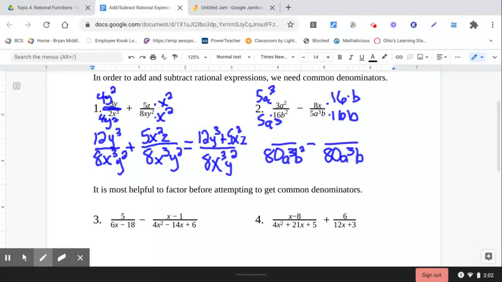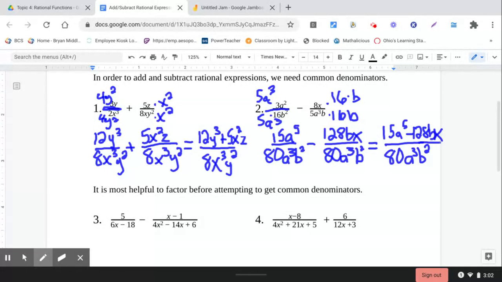So in the numerator, on this first fraction, it looks like I have 15a to the 5th. And in the second fraction, I think it's 128bx. Oops, I forgot to write squared here. Okay, so my common denominator is 80a cubed b squared. And then the numerators are not like terms, so you're just going to write them separately like that. Okay, so that's how we add and subtract. We'll do this with a little bit more complicated ones in the next video.